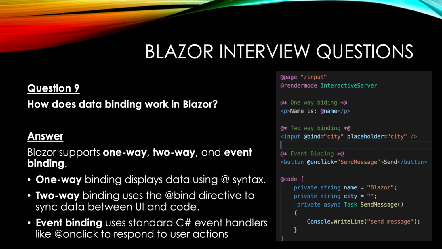Whenever we modify something on the UI, that will get reflected in the code, and when we update something in the code, it will be reflected in the UI. That's why it is two-way binding. And event binding uses the standard implementation of event handlers like onClick.